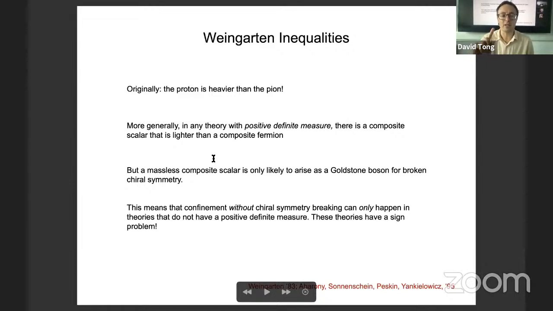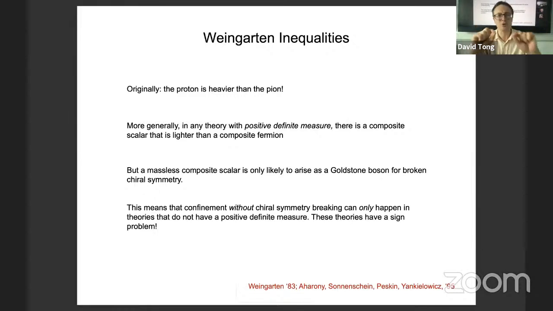So what does this mean for us? It means that if we want confinement without chiral symmetry breaking, you want a massless composite fermion in the infrared. But the Weingarten inequalities say that if you have a positive definite measure, a massless composite fermion can only arise if there's also a corresponding massless composite boson. But why would a massless composite boson arise? The only reason a massless composite boson would arise is because there's some Goldstone mechanism, because it's a Goldstone boson. But if there's a Goldstone boson, it's game over because you actually broke the global symmetry, the chiral symmetry that you cared about. So the Weingarten inequalities, it's not quite a proof.